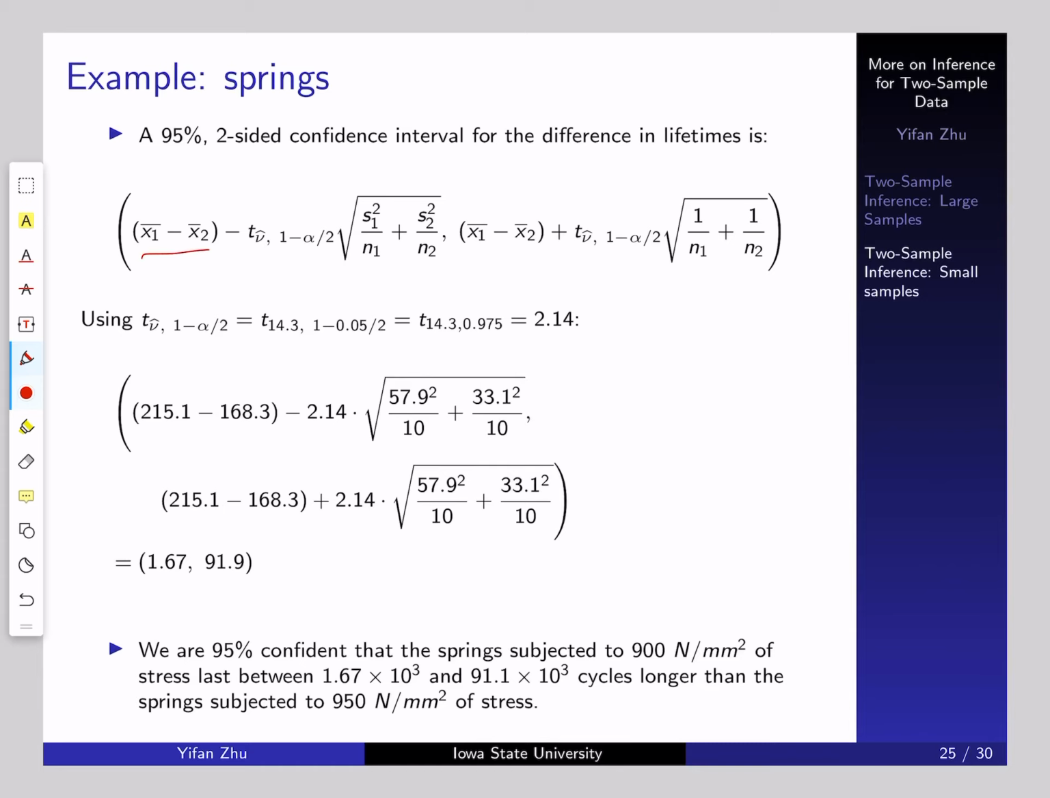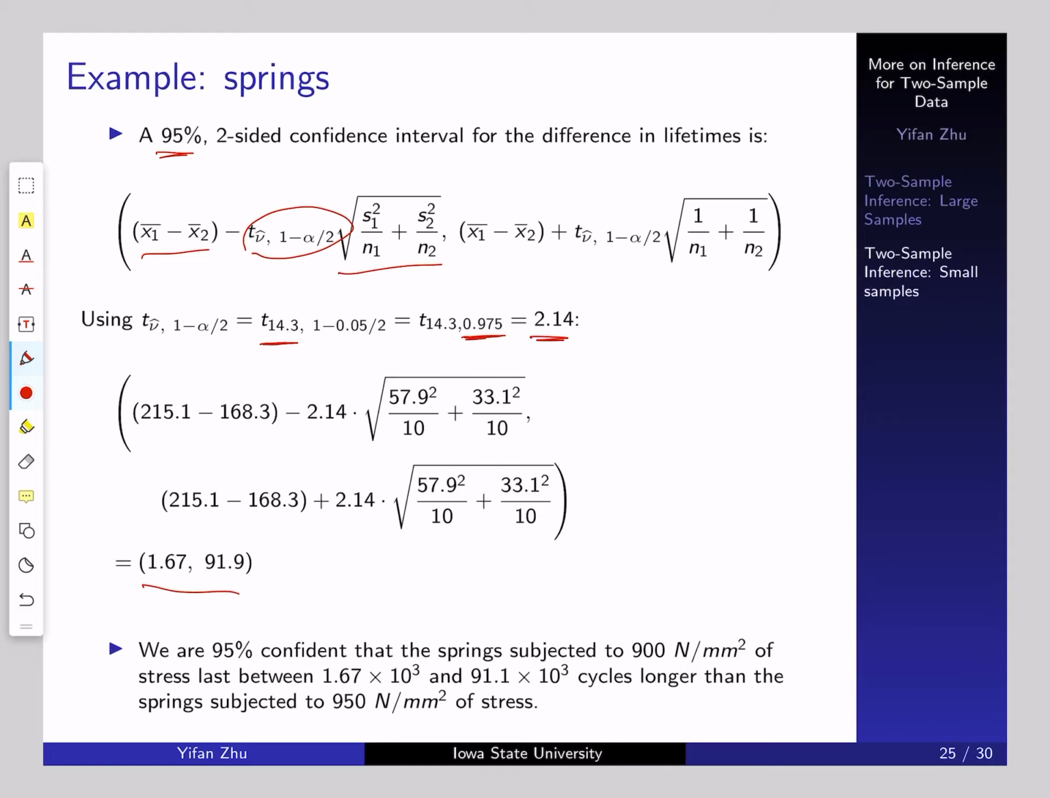So we plug in the sample means and the standard deviations. And in the quantile, we again used the t distribution with degrees of freedom 14.3. Because it's a 95% confidence interval, the quantile used here is 0.975. So that is 2.14. And plugging everything into the formula, we have 1.67 to 91.9.